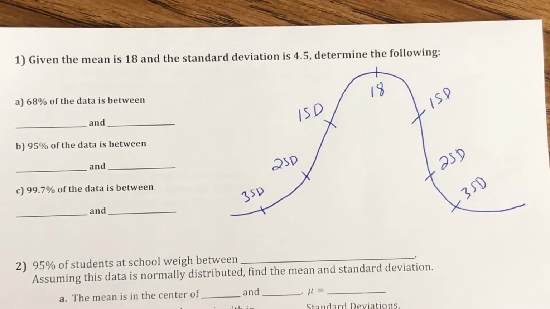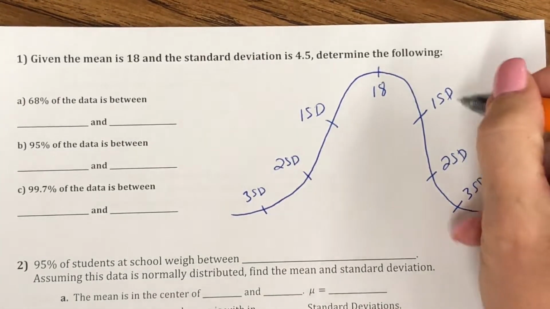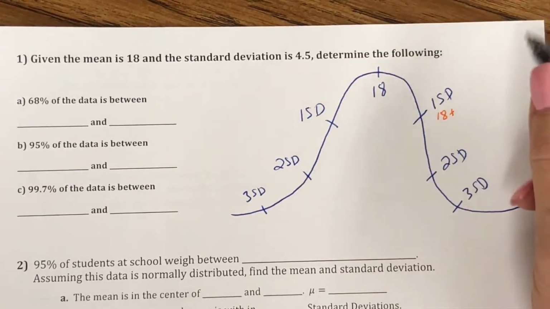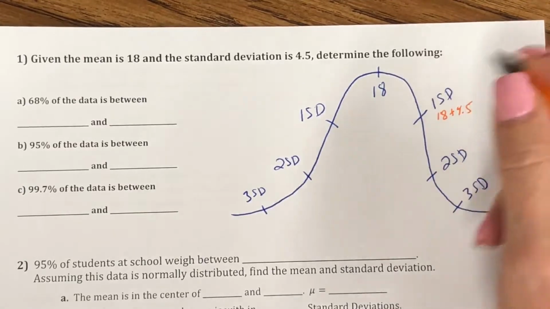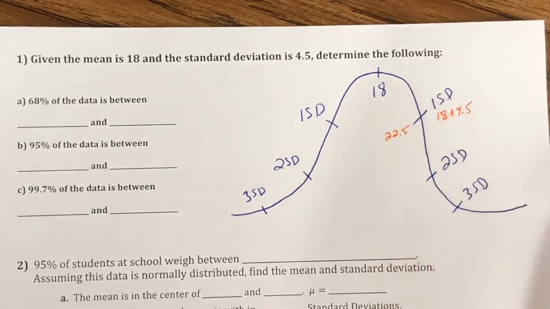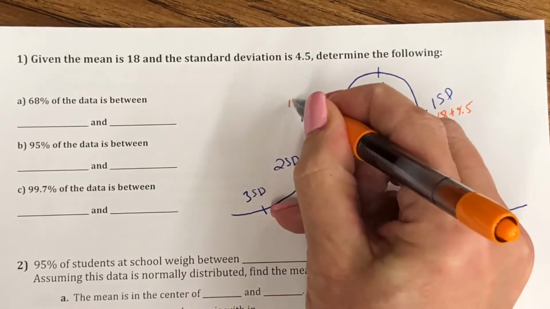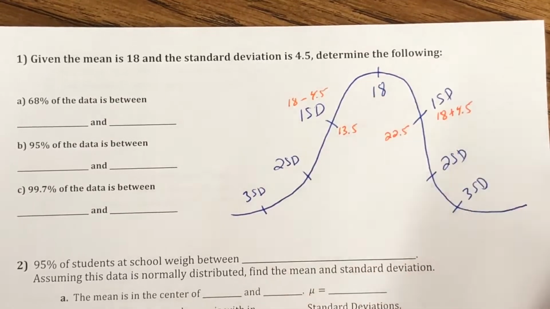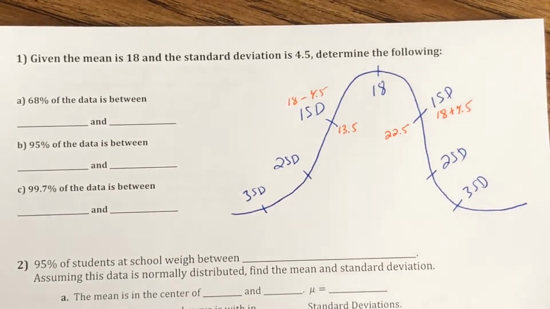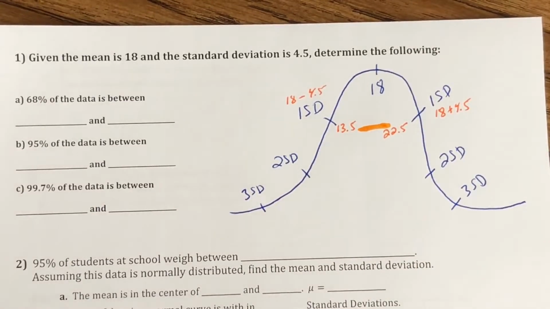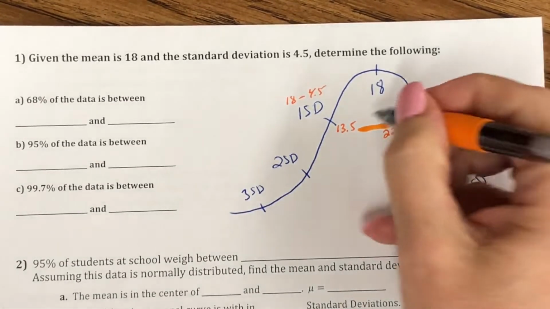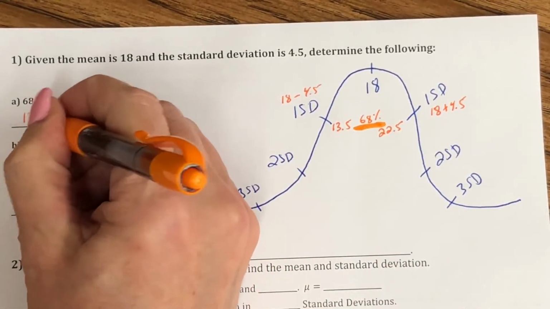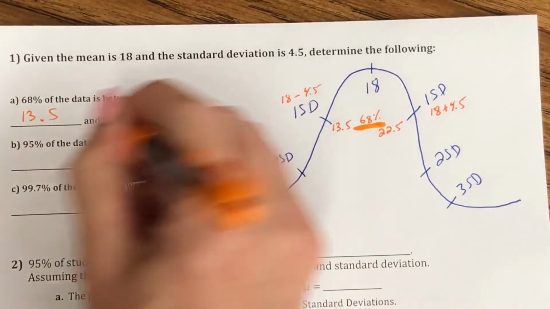Okay, to find my first standard deviation, remember that is mu, so 18 plus sigma, which is 4.5, and that gives me 22.5. Over here on the left-hand side, it's 18 minus 4.5, which gives me 13.5. And I can now see that 68% of my data is between 13.5 and 22.5. So I can put that in over here, that it's between 13.5 and 22.5.